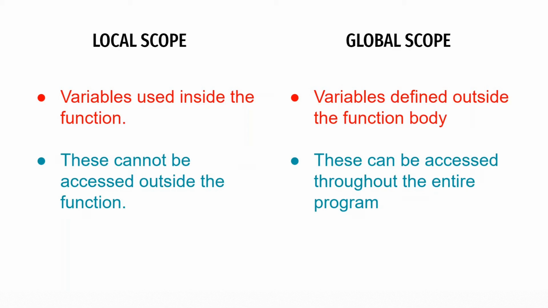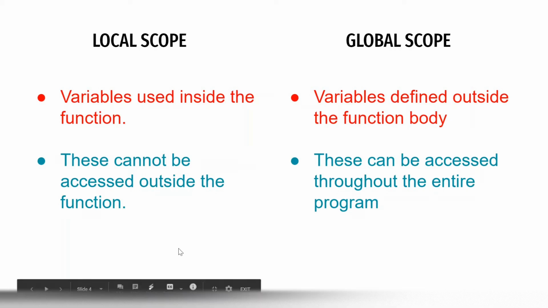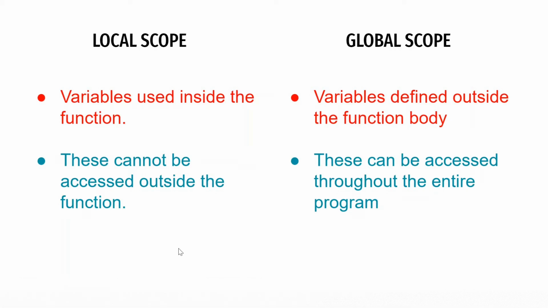Local scope is whenever I have a variable that is inside a function, I won't be able to access it anywhere outside the function. So that means the scope of that variable is local to the function body. Whereas global scope is whenever I have a variable which is defined outside the function, the scope is global, meaning I can access it whenever I want throughout the entire program. Now let us look at a few examples to understand this better.